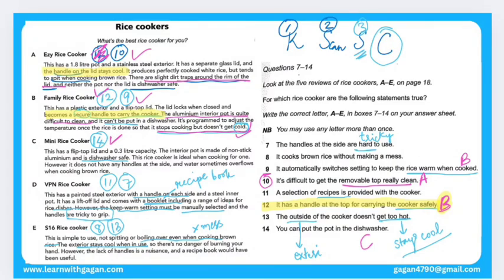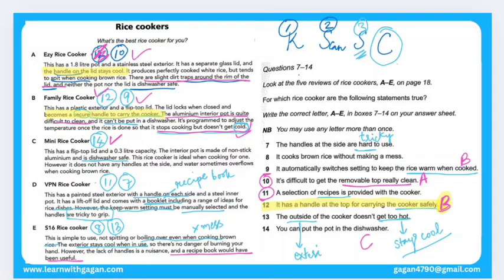Next, VPN rice cooker 11 and 7. Let's see. A selection of recipes is provided with the cooker. One more trap for number 11. If you see the S16 rice cooker, they say that a recipe book would have been useful. So it means recipe book is not given. If you will not read it properly, you will just match E with 11 because recipe is a keyword matching. No, we are not matching keywords here. We have to match the meaning here.